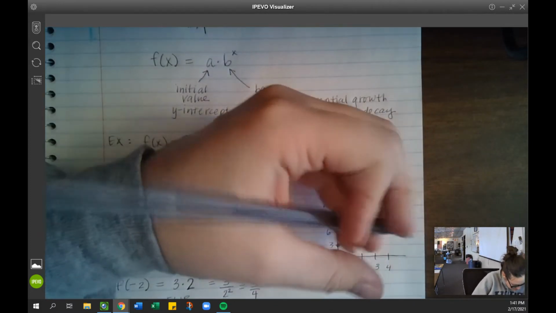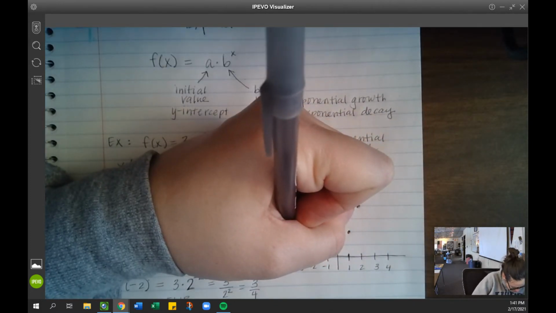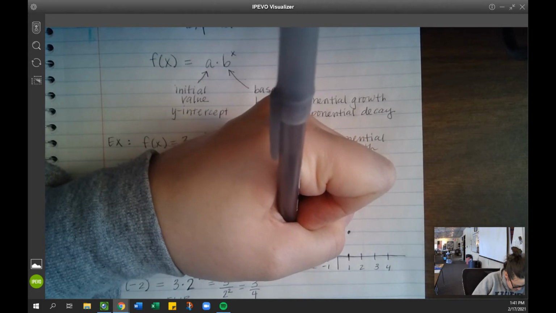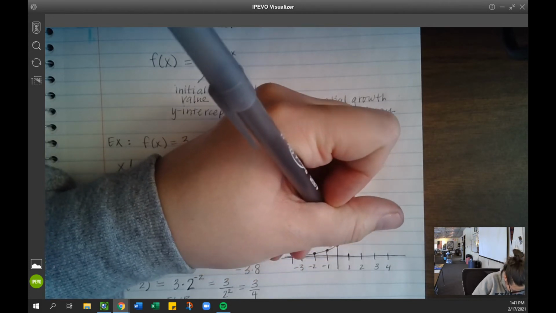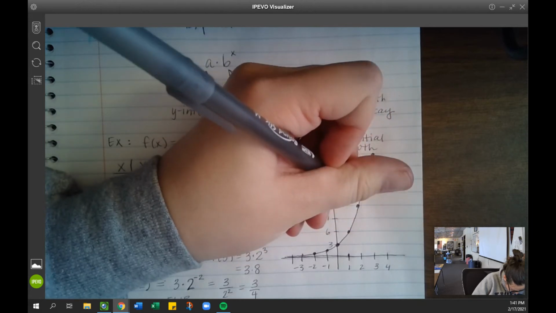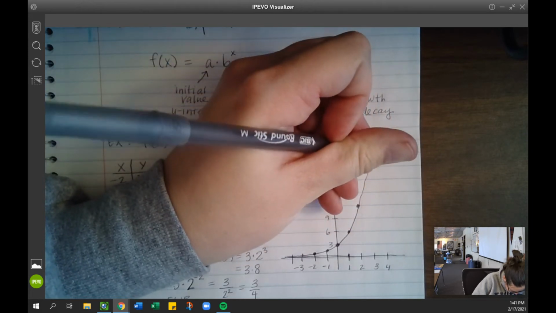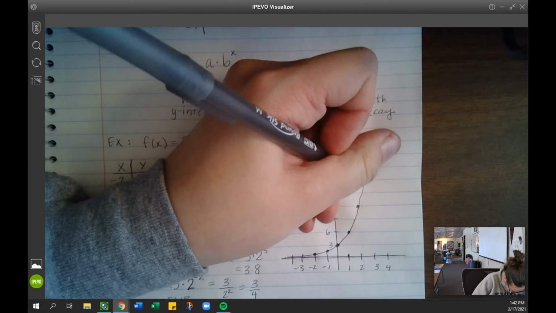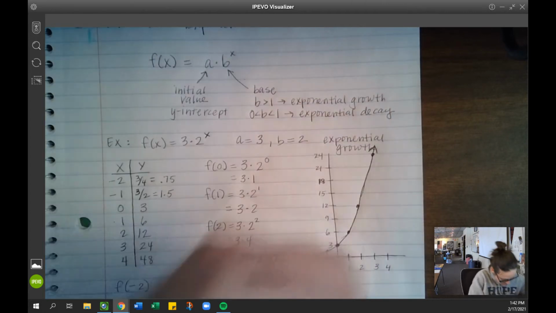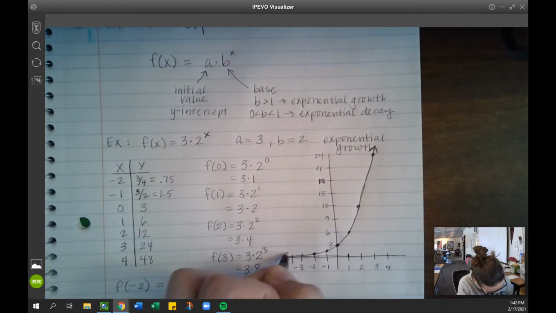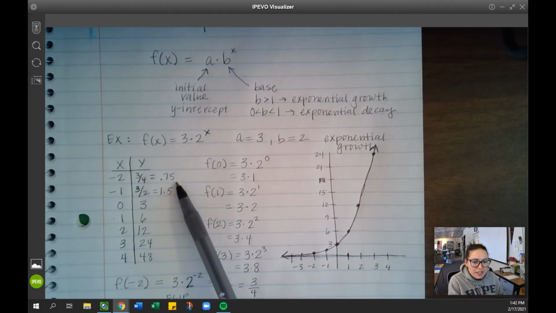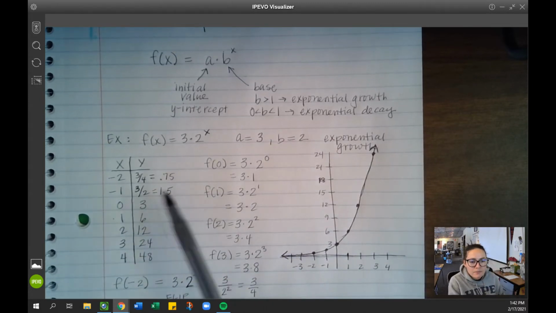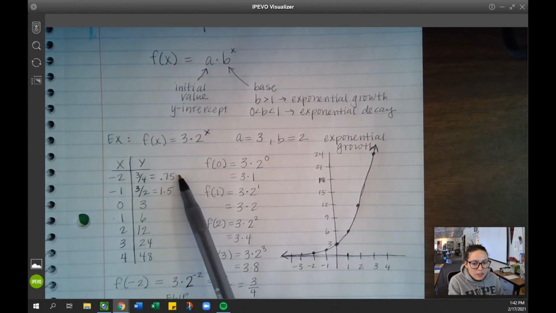All right, so when you graph this, be very careful. This function does not touch the x-axis. It gets really, really close to it, but it does not actually touch it. And that's because, if I continued the pattern into the negatives, the only thing that's going to happen is we're going to cut this in half every time.